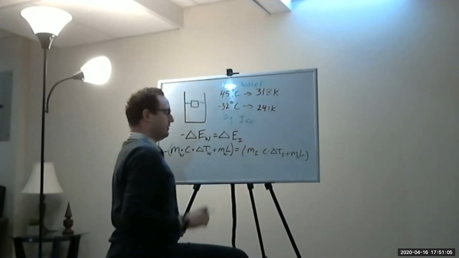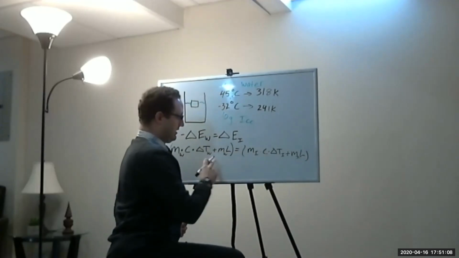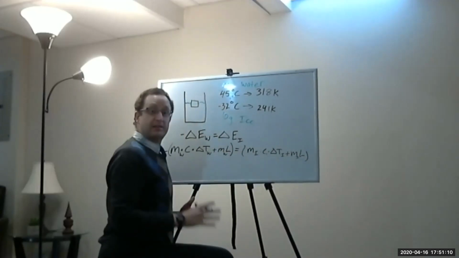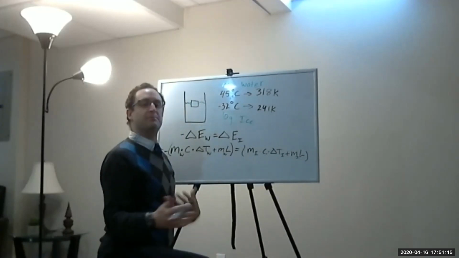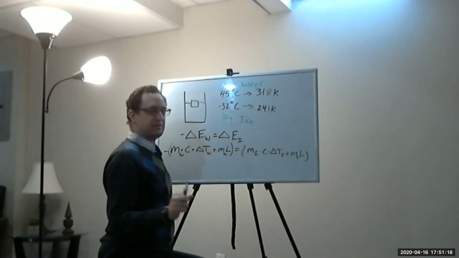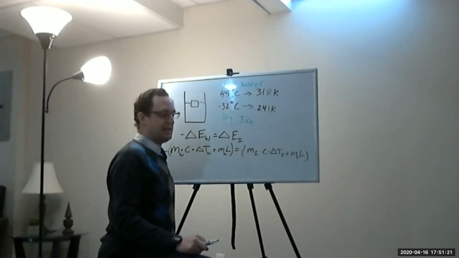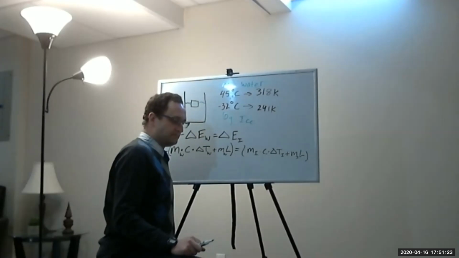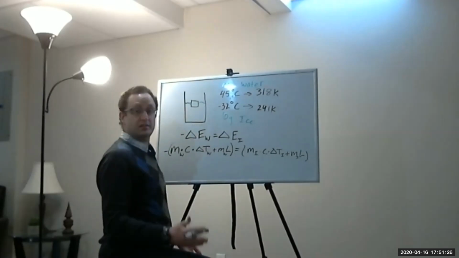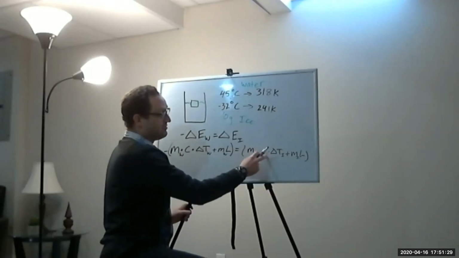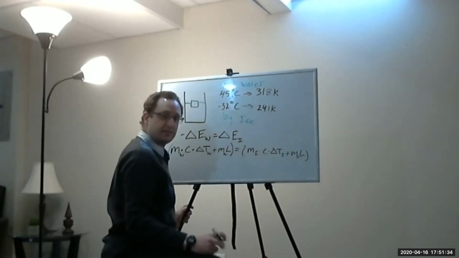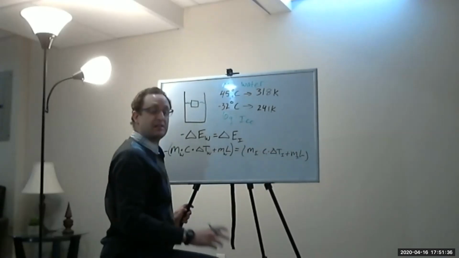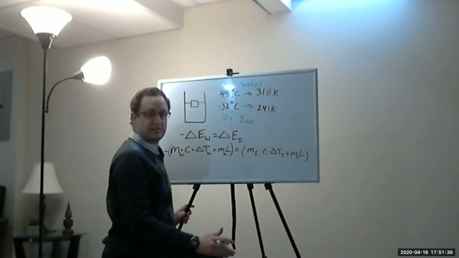Now, I've just written C and I've just written L because to make things easy, I've chosen ice and water, which are actually the same substance, right? If it was different materials, if I had, say, water and salt, I would have to have different values for C and different values for L for the two cases. Does that make sense? Because they are different materials, they will have different constants for their specific and latent heats.